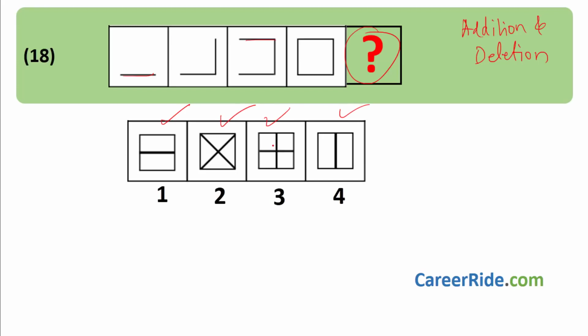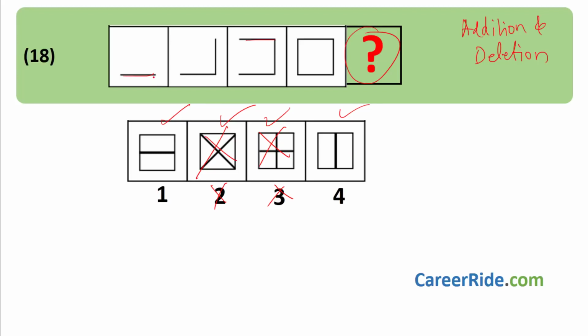One line is added. Over here what happens? 2 lines are added, 2 lines are added. So this is not the answer. Okay, these are not the answers. So whether it is this or this, how to check? Here we have a horizontal line, here we have a vertical line. Let us try to see if we have any pattern while adding.